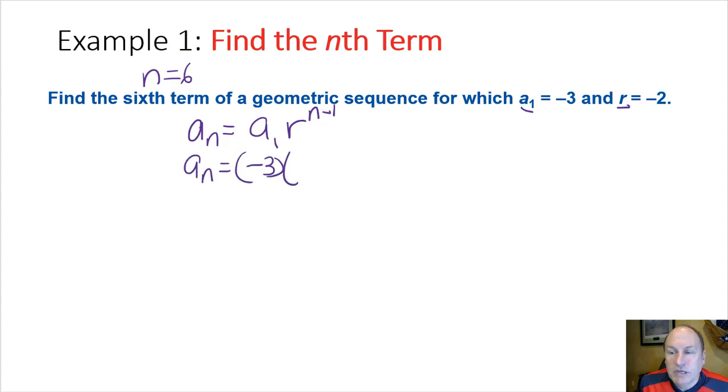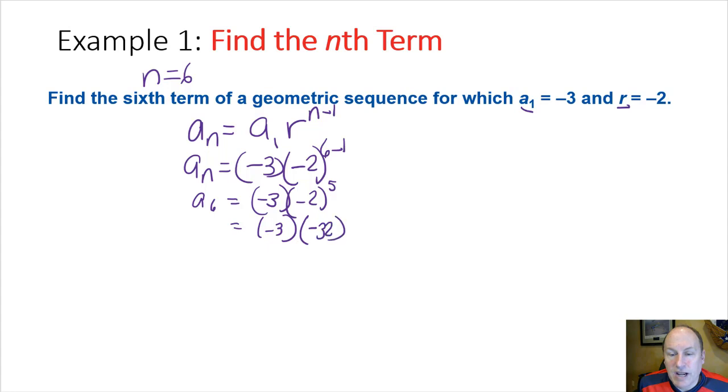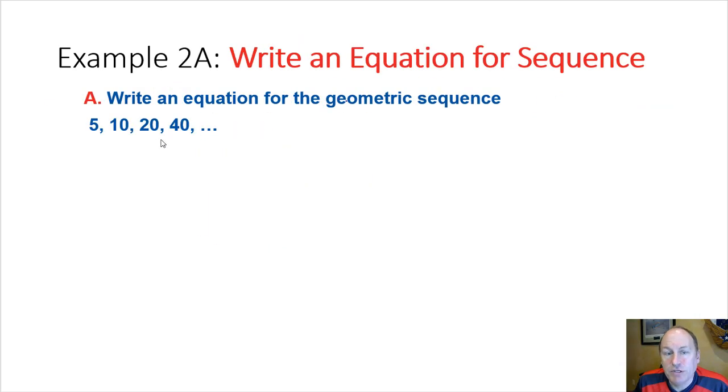Negative 3 is our first term, multiplied by negative 2, n minus 1, in this case 6 minus 1 times. So that's negative 3 times negative 2 to the 5th. So this is a sub 6. Negative 2 to the 5th is negative 32, because a negative raised to an odd power is going to be negative. So it's going to be negative 32 times negative 3, or positive 96. That's a sub 6.